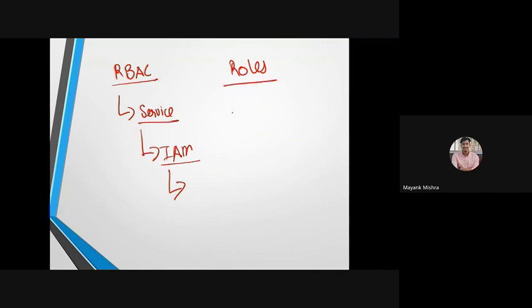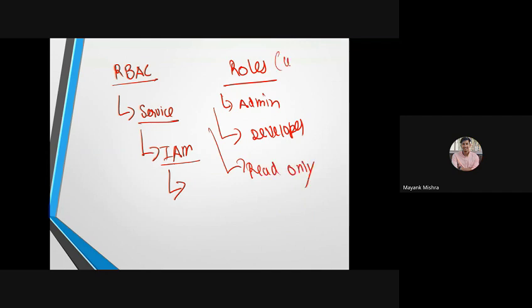Then another thing is roles. So what are roles? Roles are like the admin role: one user is for the admin role, another user is for our developer role, another is our read-only role. So these are called roles. They work at the user level, and RBAC is at our service level, where it gives access according to our services.